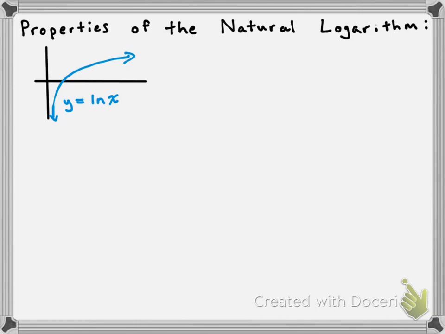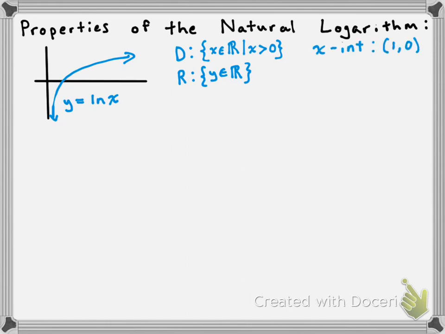A couple of important points about the way the graph is going to look. The domain is going to be the set of real numbers such that x is greater than 0. So no negative numbers for x values, and x is also not going to be equal to 0. The range of the function is going to be all real numbers, so y is an element of the real numbers. The x-intercept is going to occur at (1, 0). The y-intercept, well, there isn't going to be one, and that's because we have a vertical asymptote at x is equal to 0. So those would be the properties of the graph of the natural logarithm.